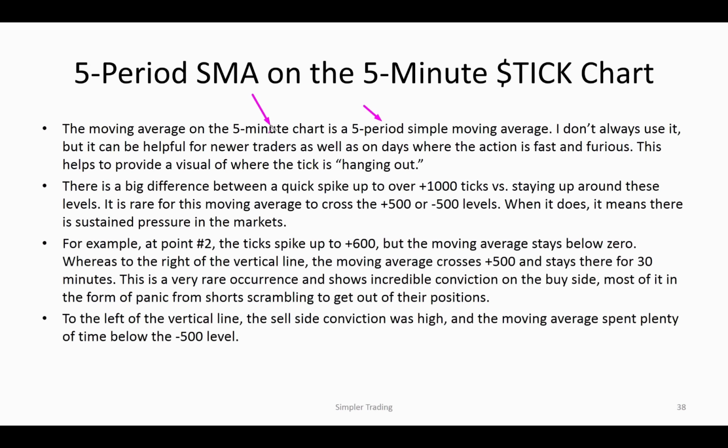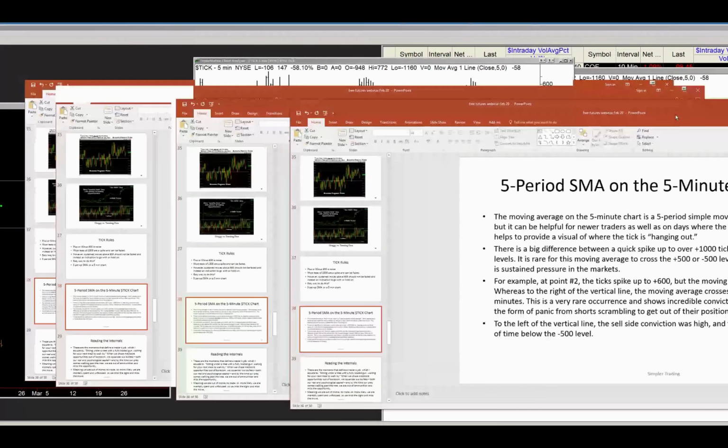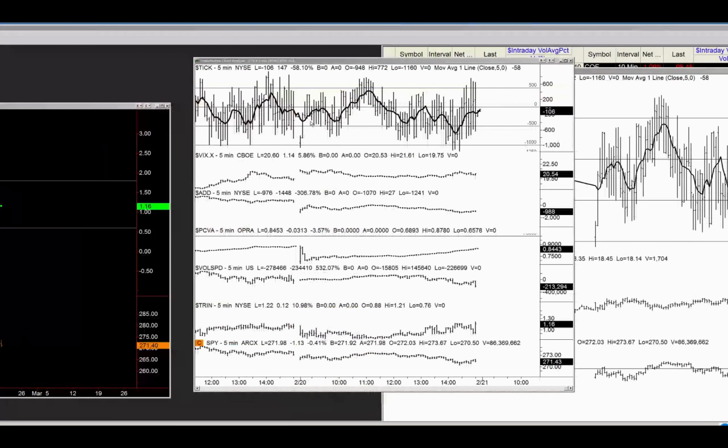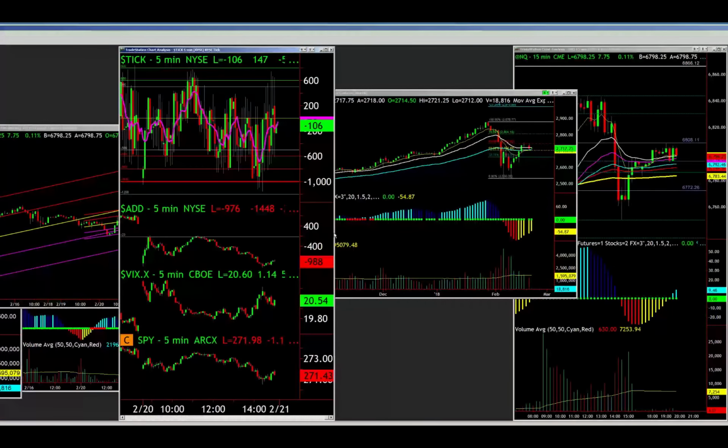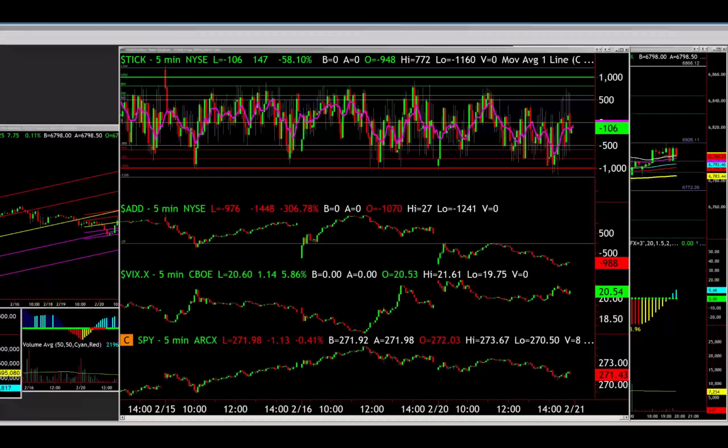What happens is you really want to get a feel of where the ticks are hanging out, because there's a big difference between a spike over 1,000 and then hanging out at these levels. So what I'm looking at for the 5-period moving average is whether it crosses the plus 500 or minus 500 levels. Let's actually look at that and see what it looks like. If we look at the action today, here is the spiders right down here. You'll notice that here's some ticks, but there's a purple moving average, and I drew a line here at 500.